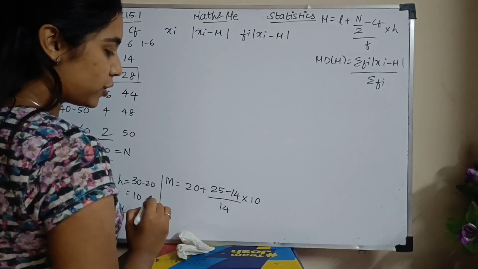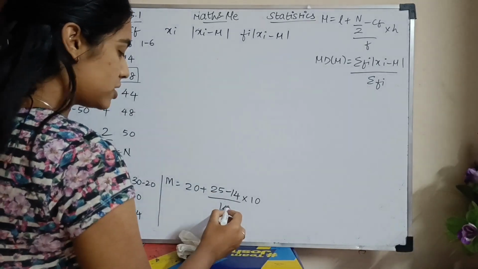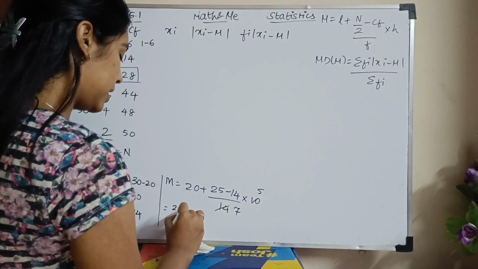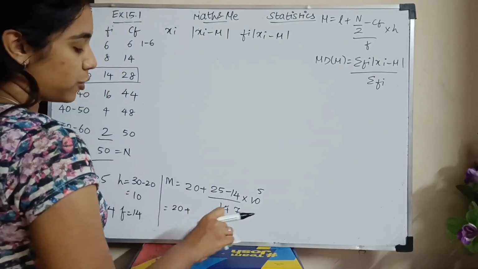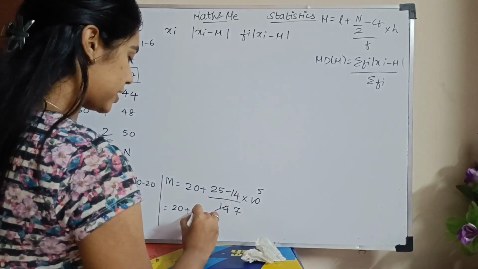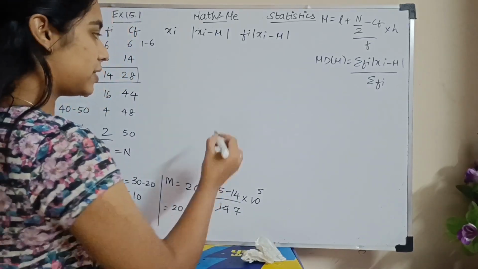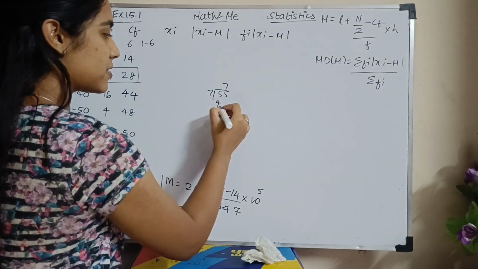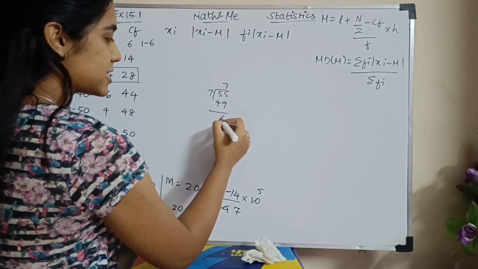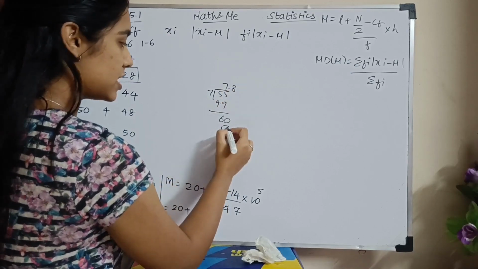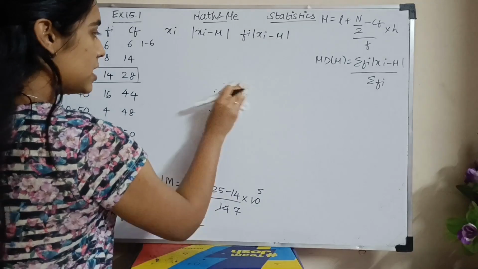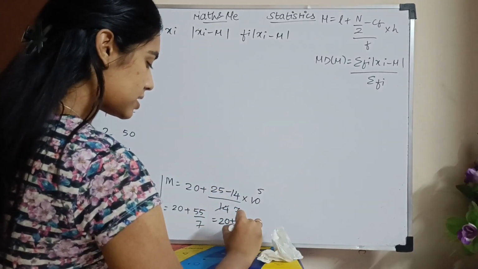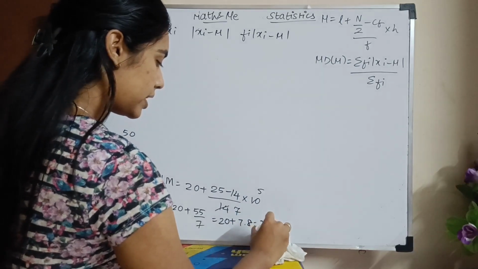So 25 minus 14 is 11. So I have 11 divided by 14. So I can cancel this. 2 7s are 14, 2 5s are 10. So what do I have? 20 plus 25 minus 14 is 11. 11 times 5 is 55. So I have 55 divided by 7. 55 divided by 7, and I have 7 7s are 49. 7 8s are 56. 7 7s are 49, 49, 50, 60. 7 8s are 56. So 7.8 comes. So 20 plus 7.8 is 27.8. Okay. 20 plus 7.8 is 27.8.